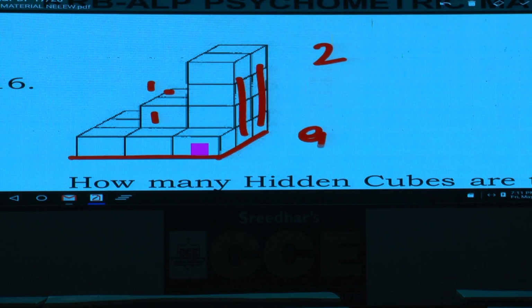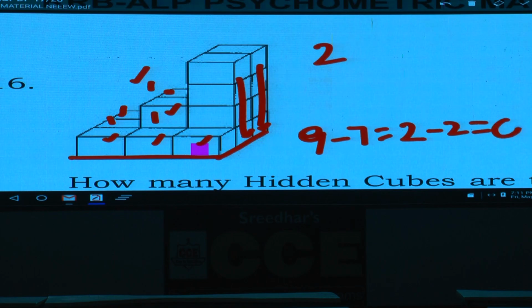Out of these 9, how many blocks were seen? 1, 2, 3, 4, 5, 6, 7. 7 were seen. And so how many are not seen? 2 were not seen. Isn't it? Out of these 2, 1 counted here, 1 counted here. Finally, 2 minus 2. All these were counted at the bottom, and there is only 2. 16th one, it is 2.